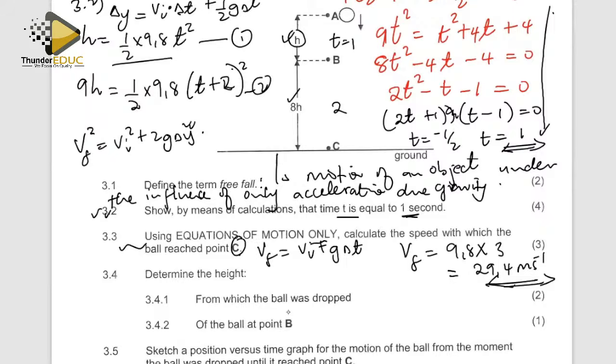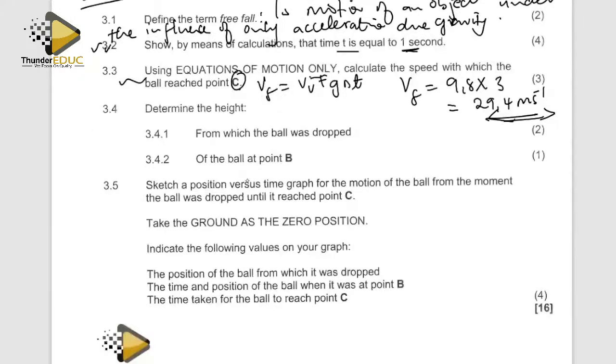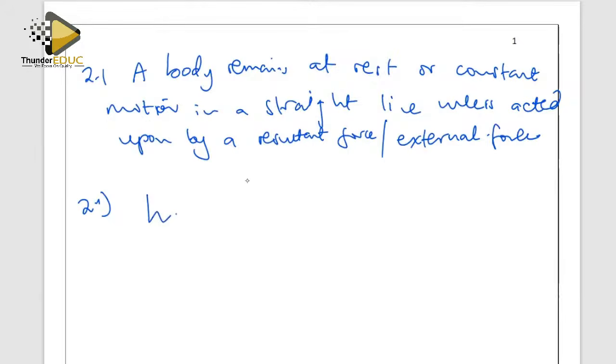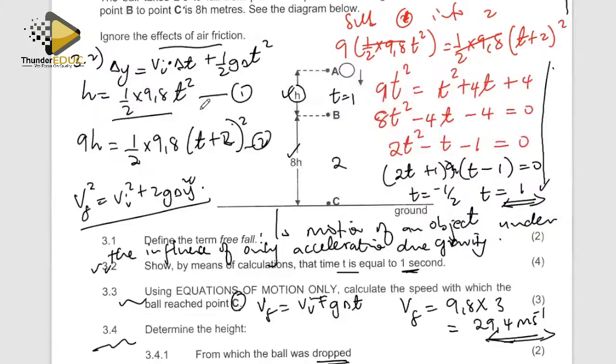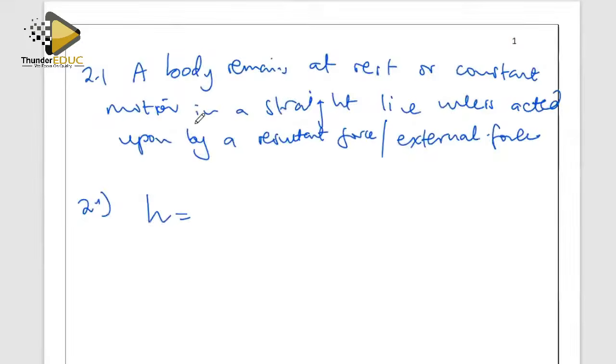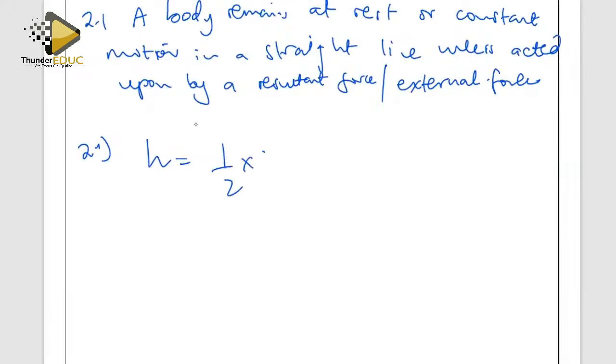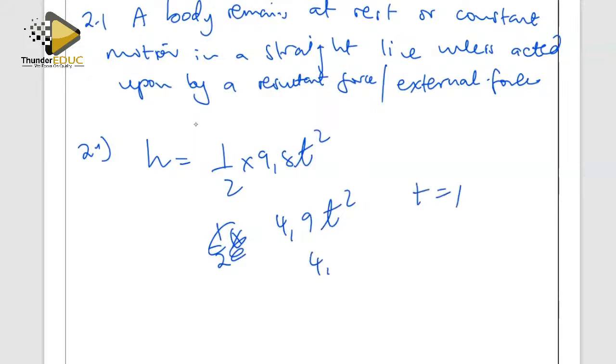Okay, after getting your t as 1, you can go back and substitute and find the h, but this is a longer way, okay? Because that's what question 3.4 actually requires: determine the height from which the ball was dropped, the total distance. Since h was given by one of the equations, a half times 9.8 t squared, that is 4.9 t squared, where t is 1, then the distance is going to be 4.9 meters.